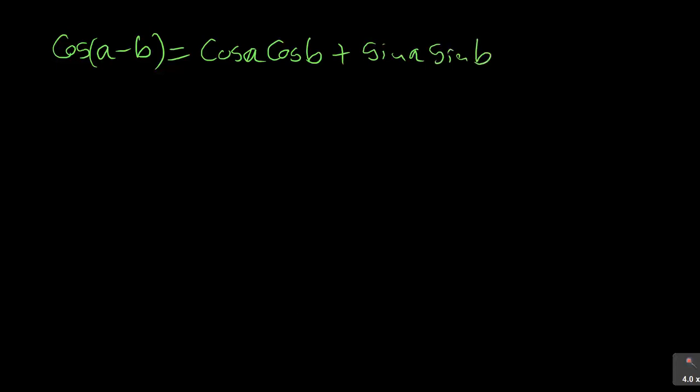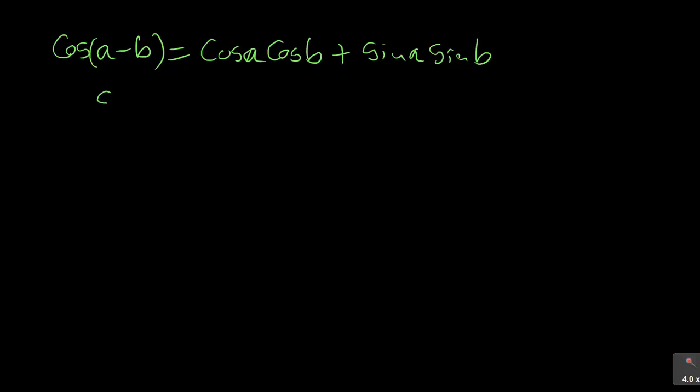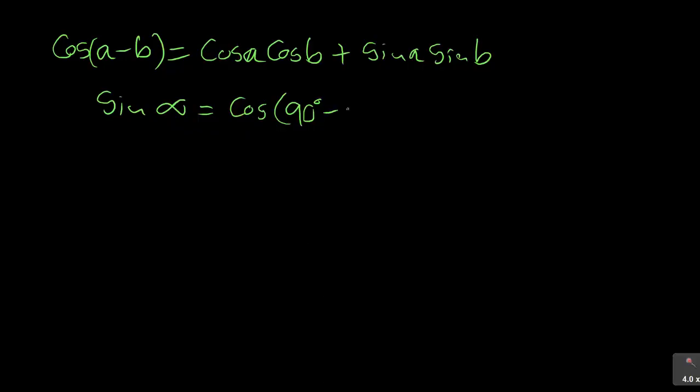That is what I'm going to use, and my question here says I need to simplify. I need to show that sine of alpha, this sine is not really alpha but an open thing, is equal to cos of 90 degrees minus that sine, something like this. So that's what they want me to prove.